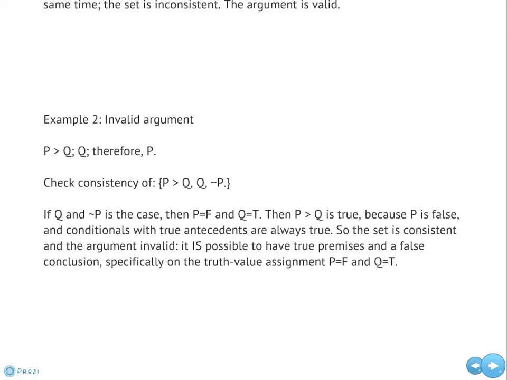That's all I have for today. We defined truth functional properties in terms of consistency. Next time we're going to use these in the method called truth trees.